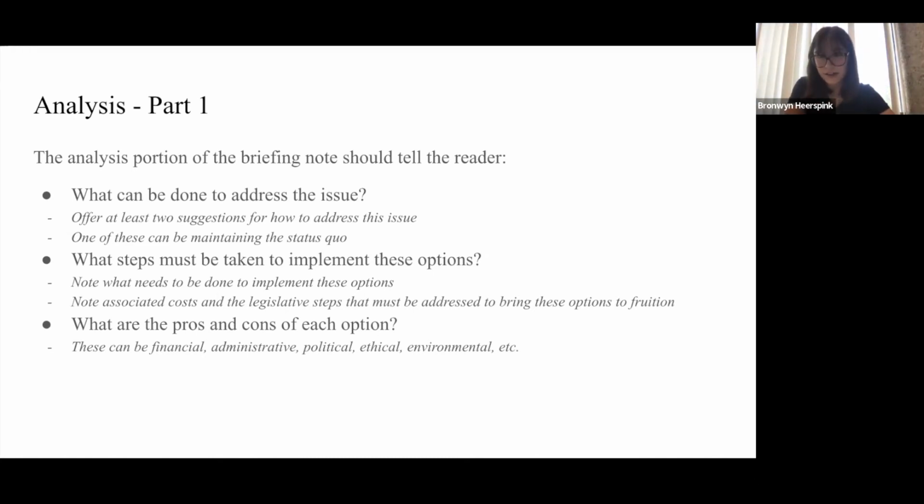And what are the pros and cons of each option? In this, I typically would think about things like financial pros and cons, administrative pros and cons, political pros and cons, ethical pros and cons, and environmental pros and cons. You can think of other ones, but these are the big ones that you'll be dealing with in most of the issues that you'll be looking at. You don't have to cover every single one. Think about the biggest pros and cons of each of the policies.